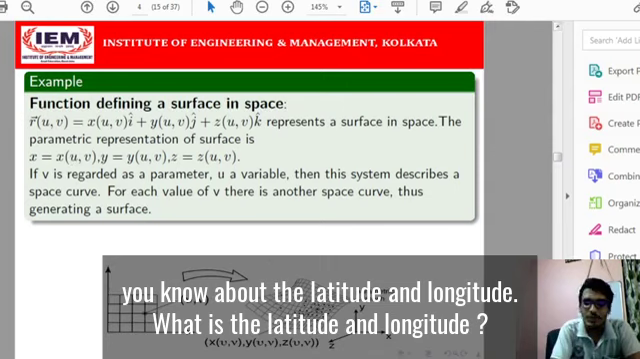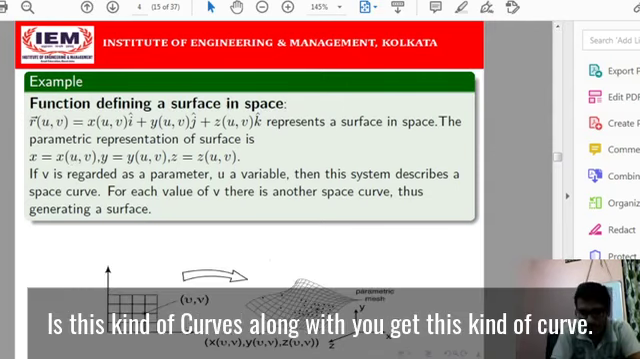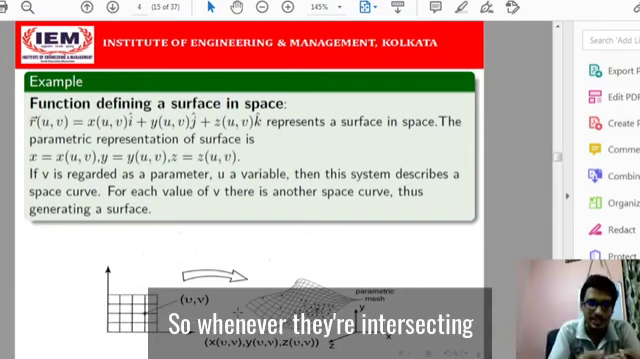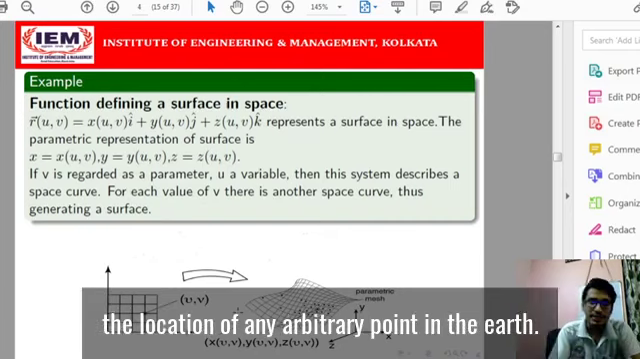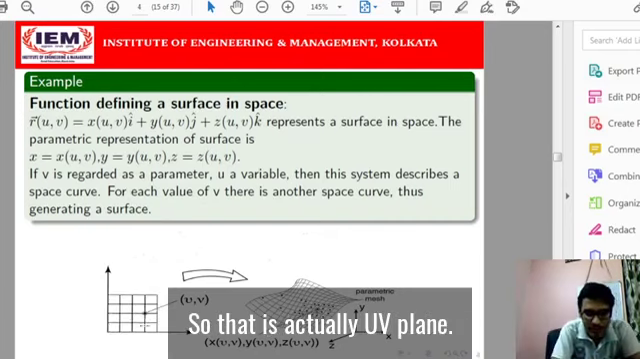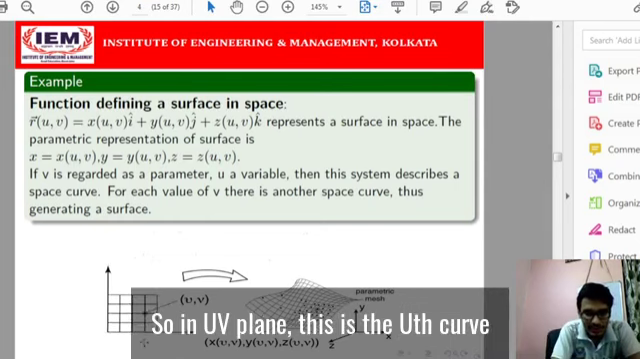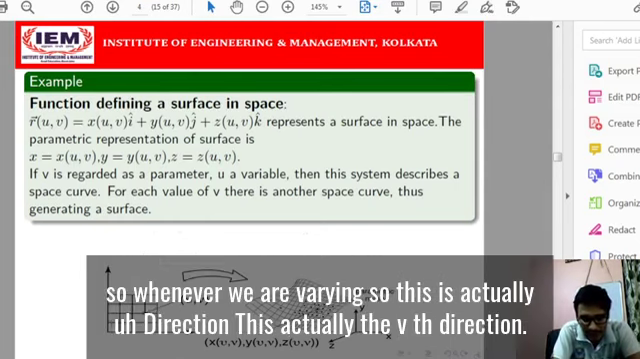So you know about latitude and longitude. What are latitude and longitude? Latitude is this kind of curve and longitude is this kind of curve. Whenever they intersect, the point of intersection gives us the location of any arbitrary point in the UV plane. So in the UV plane, this is the u direction, this is the v direction.